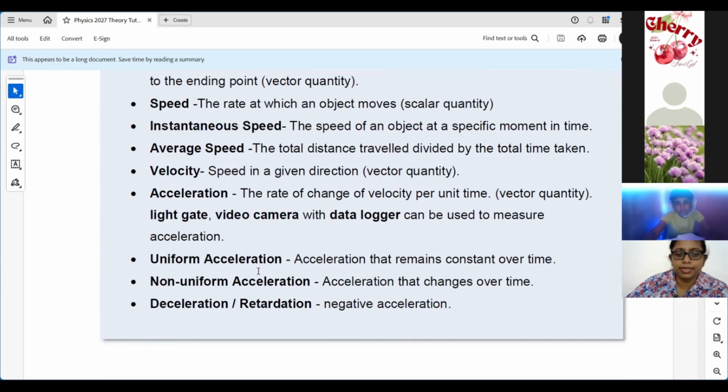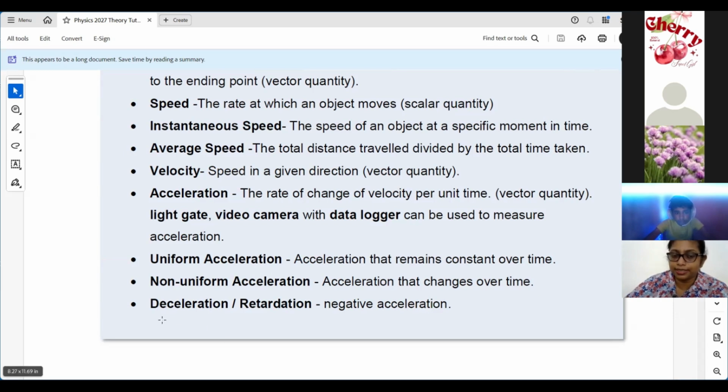Then uniform acceleration and non-uniform acceleration are there. Uniform means acceleration is constant over time. The same acceleration is there in the given duration. Okay. Non-uniform means acceleration changes over time. Time to time, the value is changing. So we call it non-uniform.